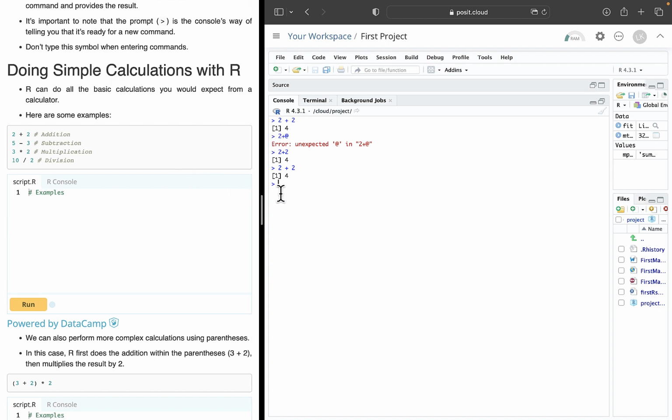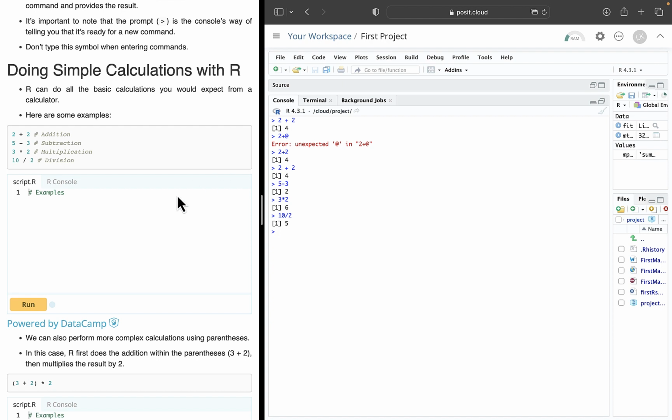Okay, we can do subtraction. 5 minus 3. Easy peasy. What do we get? Well, 2, just what we expect. Multiplication, 3, and then we use the asterisk for times. It's just like Microsoft Excel. I'm going to hit Shift and the 8 key, and I'm going to get that asterisk or star button. So 3 star 2 gives me 3 times 2 is 6. And then division, that's just a slash, so 10 divided by 2, and we get 5. All as we would expect.